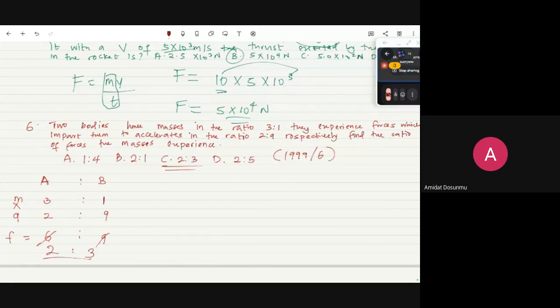Was this the method you guys used or something different? Something different, sir. Okay, was it longer or shorter? Longer. Good. I used to tell you guys, any question you have, if you are spending more than 1 minute, know that the method you are using is wrong. So that's the reason. All right.